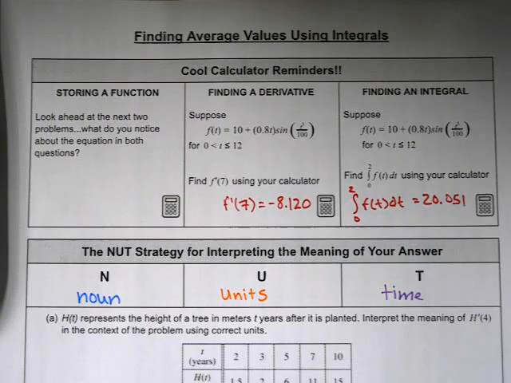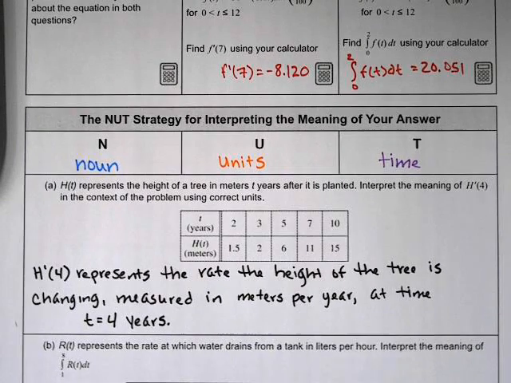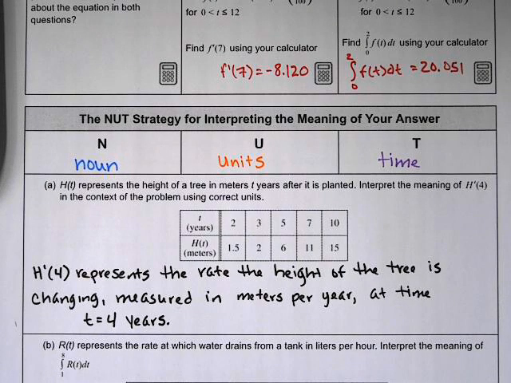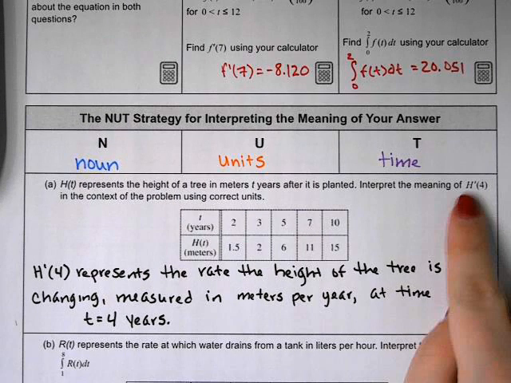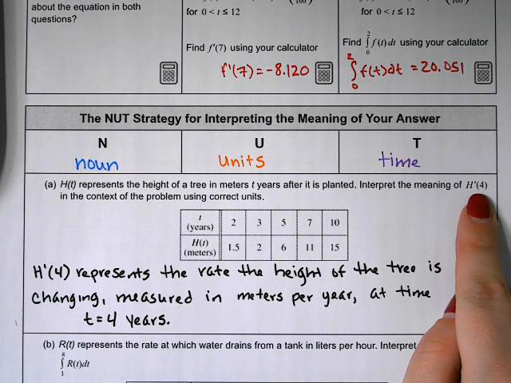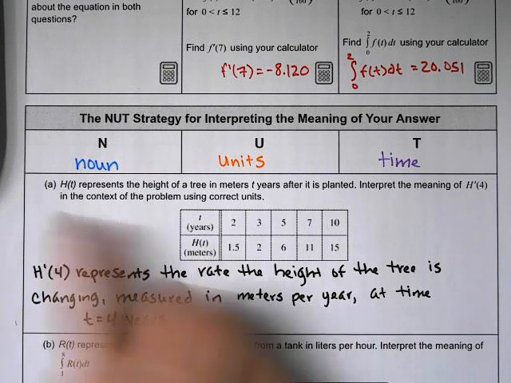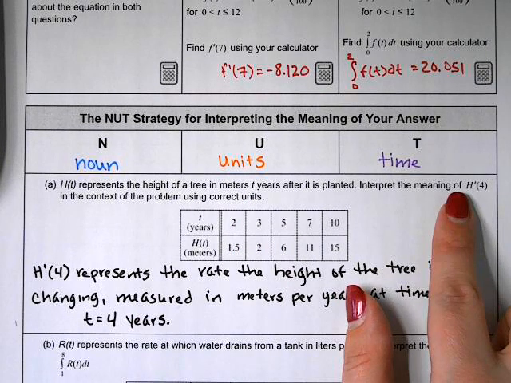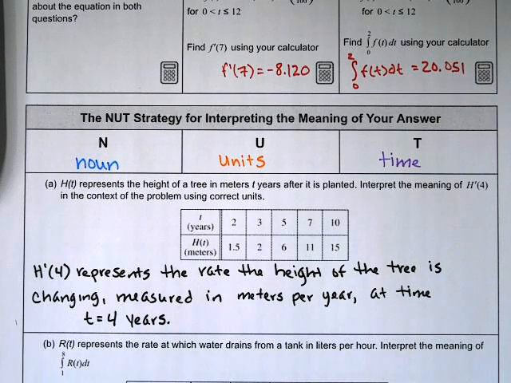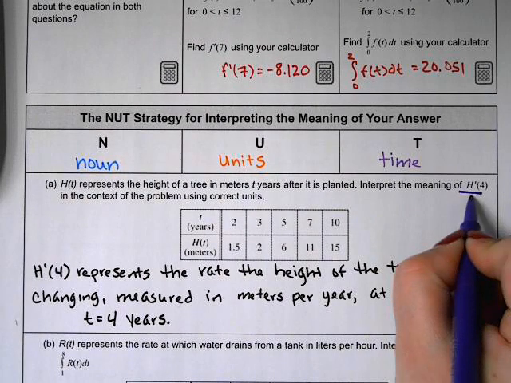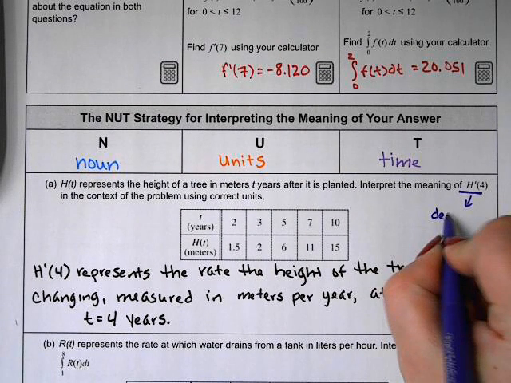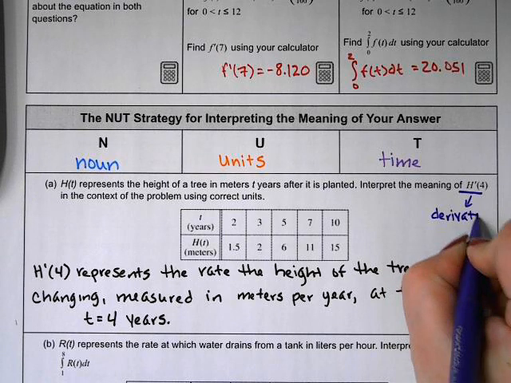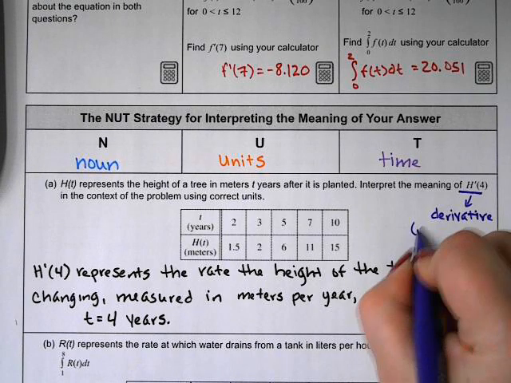Okay, so if we scroll down, I actually already wrote in the explanation of what this is. I'm going to talk about it briefly, but I wanted to make the video a little bit shorter. So we're trying to find h prime of 4 in the context of this problem. h of t represents the height of the tree in meters. We're trying to find h prime of 4. So maybe make a note and remind yourself that h prime of 4 means you're finding a derivative, which is a rate of change.